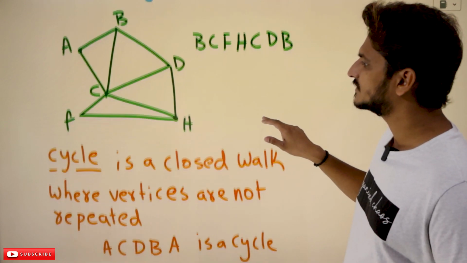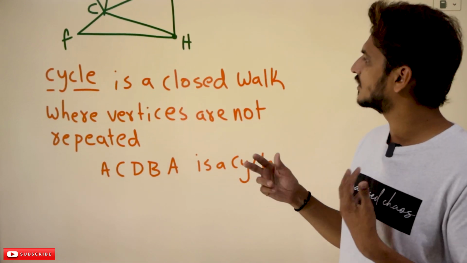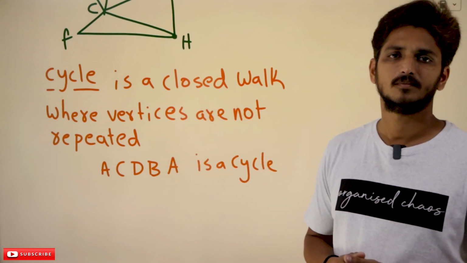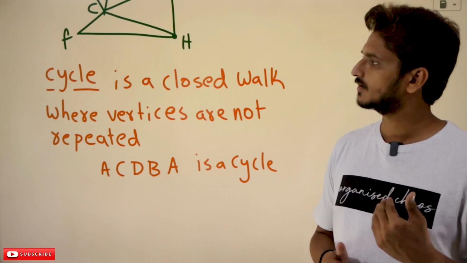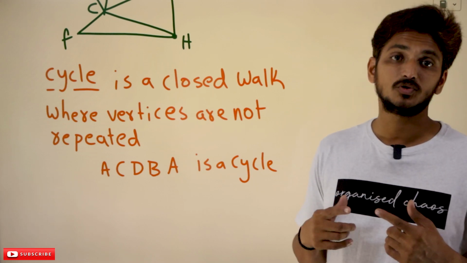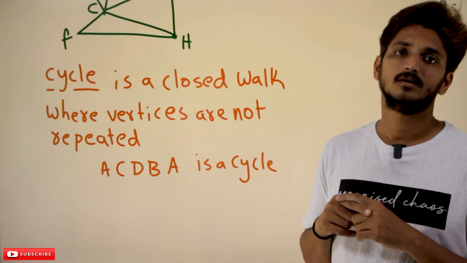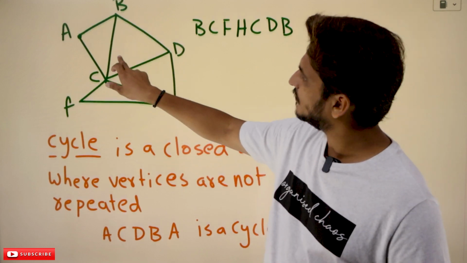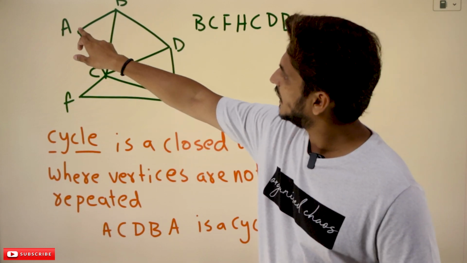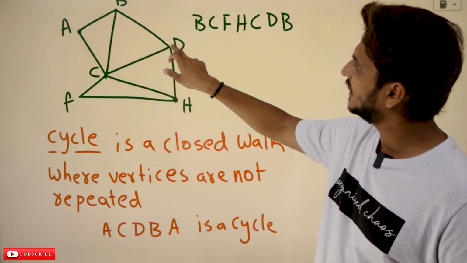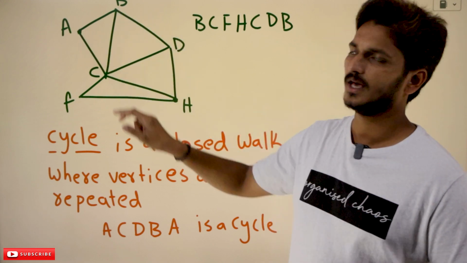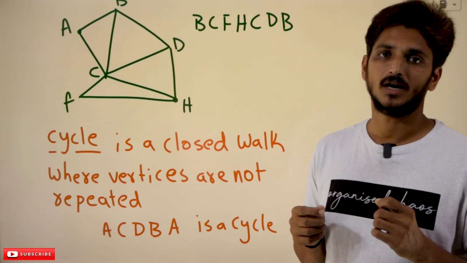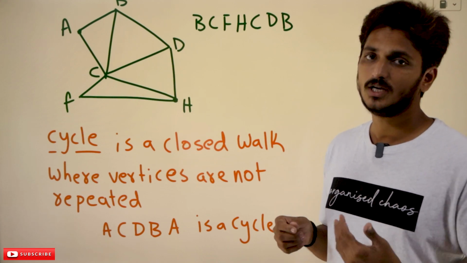Similarly, the next example is a cycle. A cycle is a closed walk where vertices are not repeated. The same thing here. Cycle means you are not supposed to take the vertices again. See here, in the above example, we started from A, C, D, B, A. This is a cycle where vertices are not repeated. Then we call it a cycle.